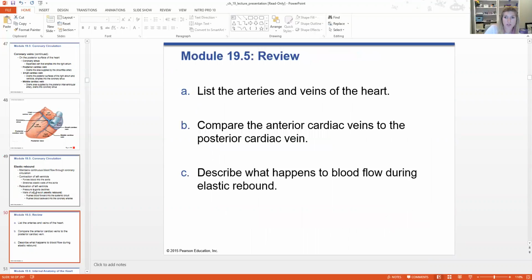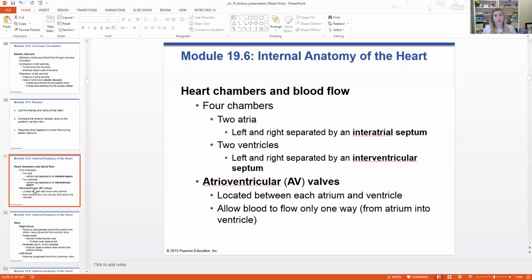So you can pause the video here and go back and review these 3 questions. We're going to keep chugging along through heart anatomy and talk about the internal anatomy of the heart.